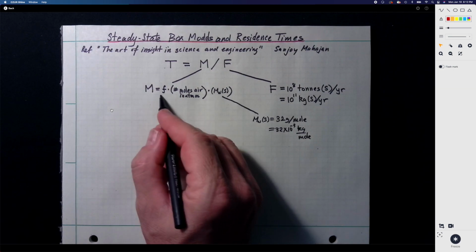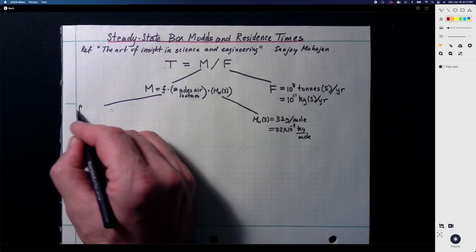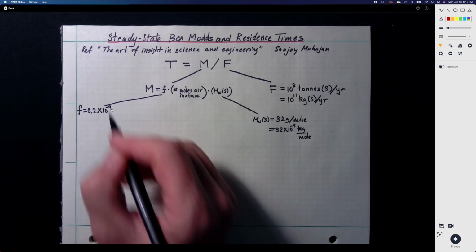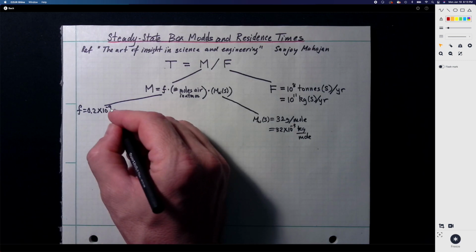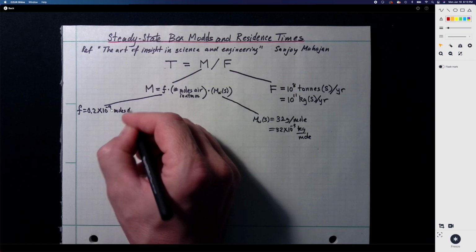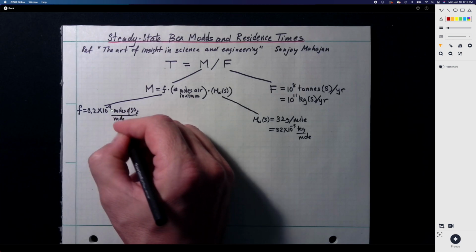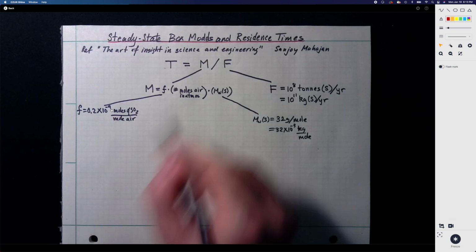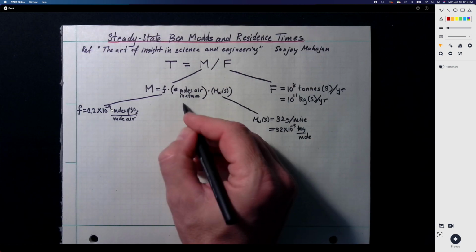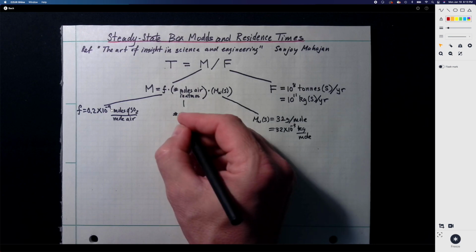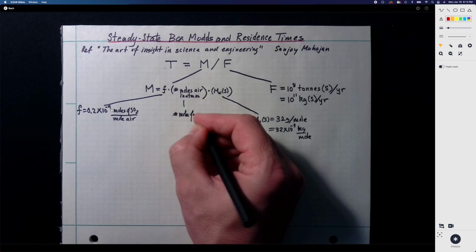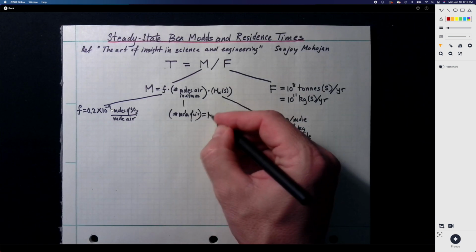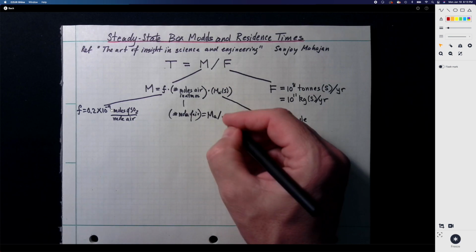And F, we already know, that's given in the statement of the problem. F is 0.2 ppv, so that's parts per billion, so 10 to the minus 9 moles of SO2 per mole of air. And we're left with the middle one, which is the number of moles of air in the atmosphere. This one would be equal to the total mass of the atmosphere divided by the mean molecular weight of air.